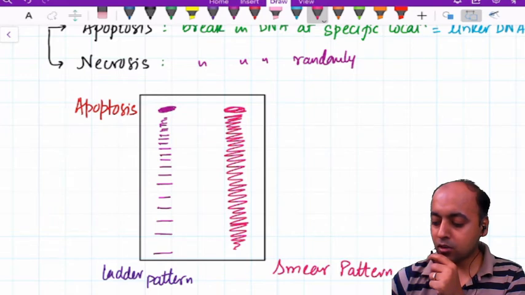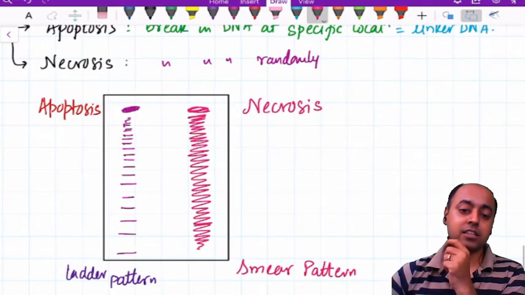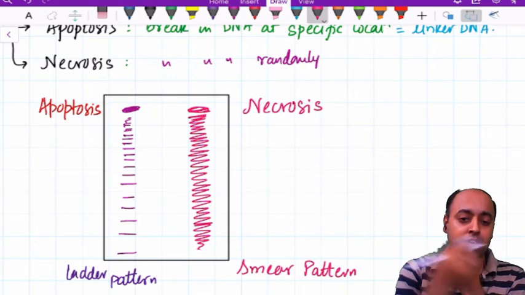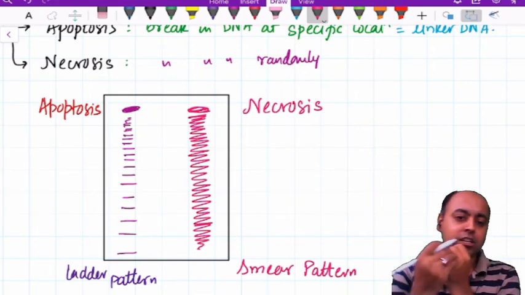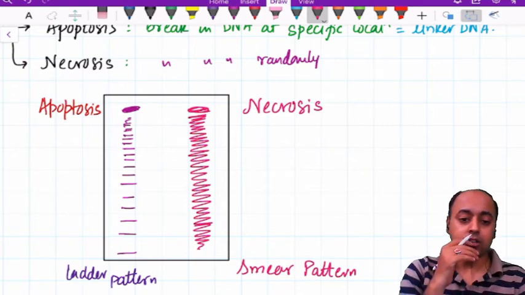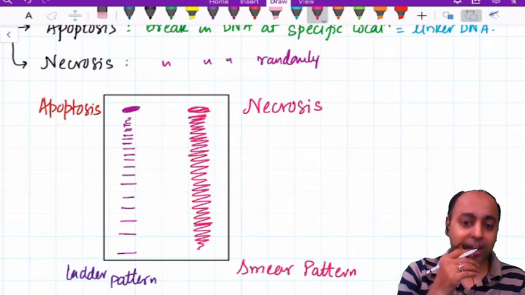Smear pattern on gel electrophoresis is characteristic for necrosis. If the cell death is due to necrosis, when you do the gel electrophoresis for the DNA, you will find the smear pattern. If the cause of cell death is apoptosis, you will find the ladder pattern. So, ladder pattern and smear pattern of the cell fragments after cell death.